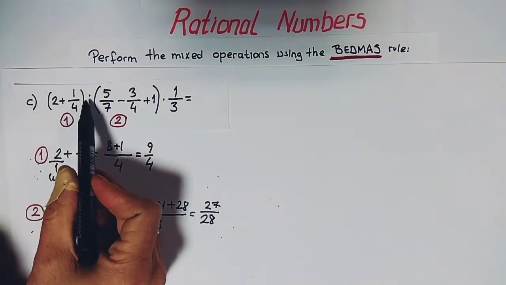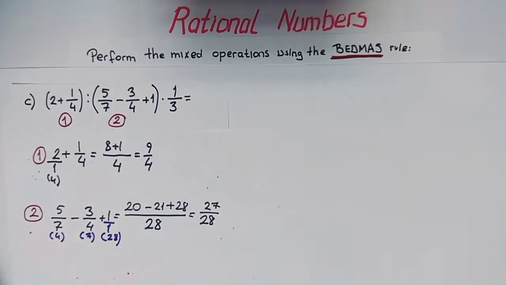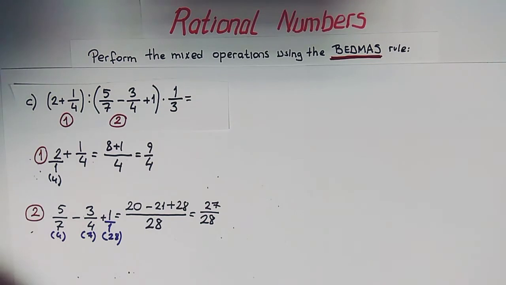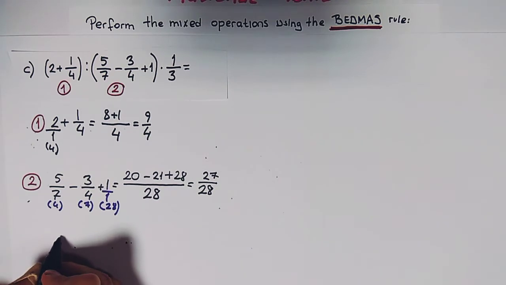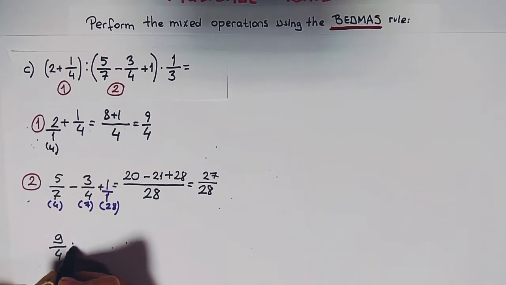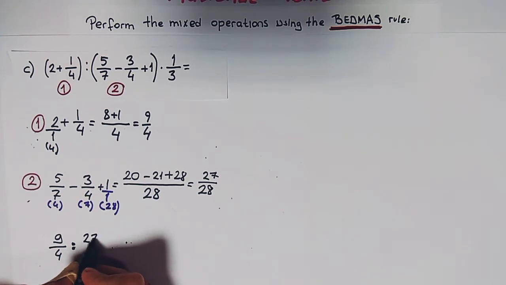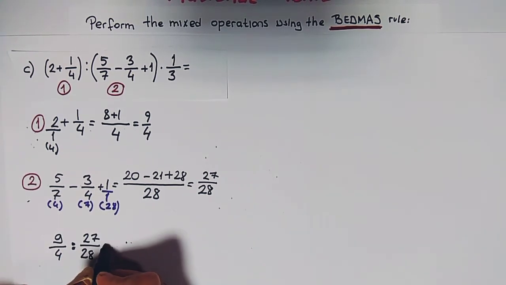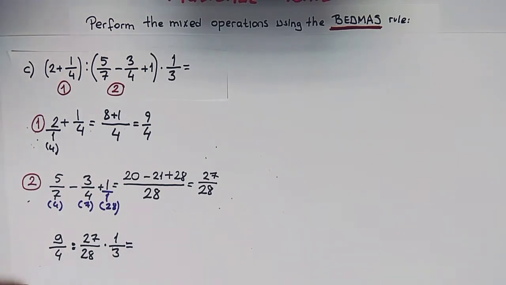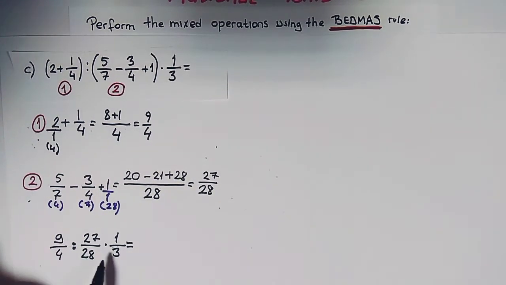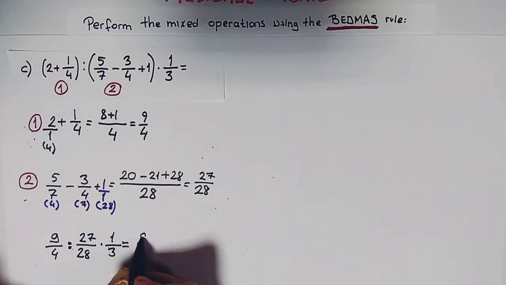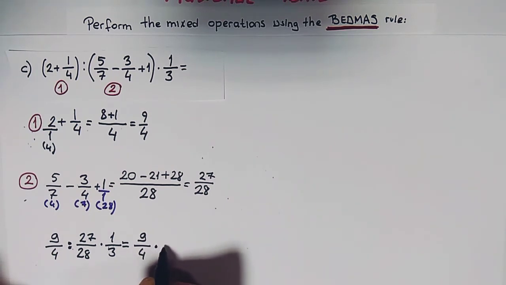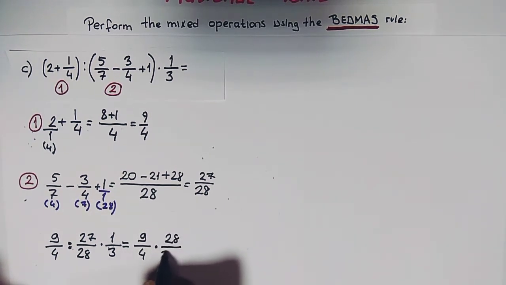Okay, so we have their division and then times 1 over 3. If I write it again with the results, I can write it here. So we have 9 over 4 divided by 27 over 28, then times 1 over 3. Remember, we have to go from left to right. So here we have division. We should write this division as multiplication. So I will have 28 over 27 times 1 over 3.